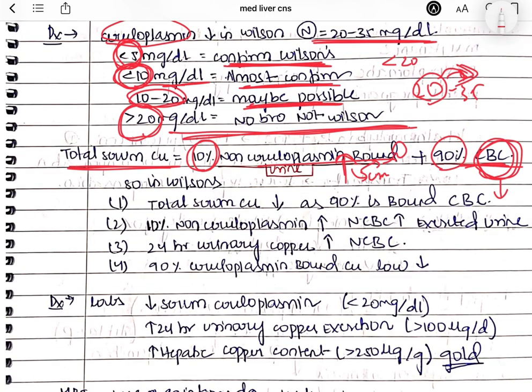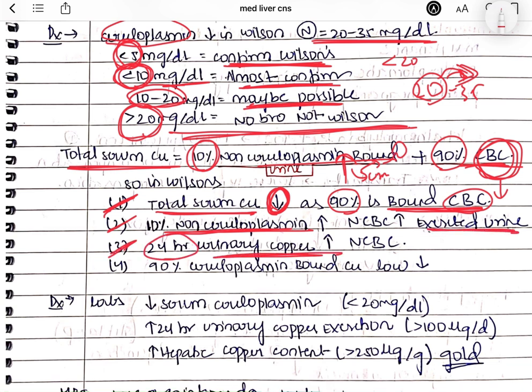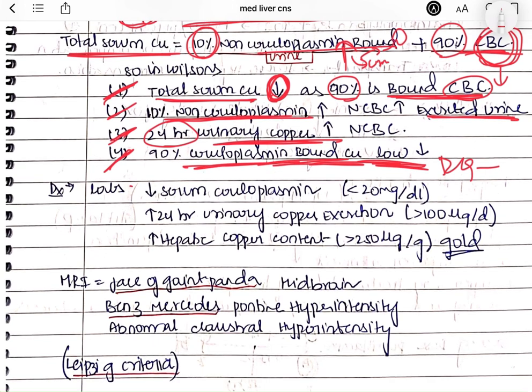So now if you look at the values, the total serum copper, which is mostly made up of 90% of bound ceruloplasmin copper, it will also decrease. Non-ceruloplasmin copper will be increasing and it is excreted out through the urine. So there will be 24-hour urinary copper also increase, right? And this 90% ceruloplasmin bound copper will be decreasing because of the degradation. So coming to the diagnostics, so in the labs you can see this serum ceruloplasmin low, less than 20 mg per dl, and urinary copper will be excreted out, which will be greater than 100 mg per dl, and then increased hepatic copper content, right?